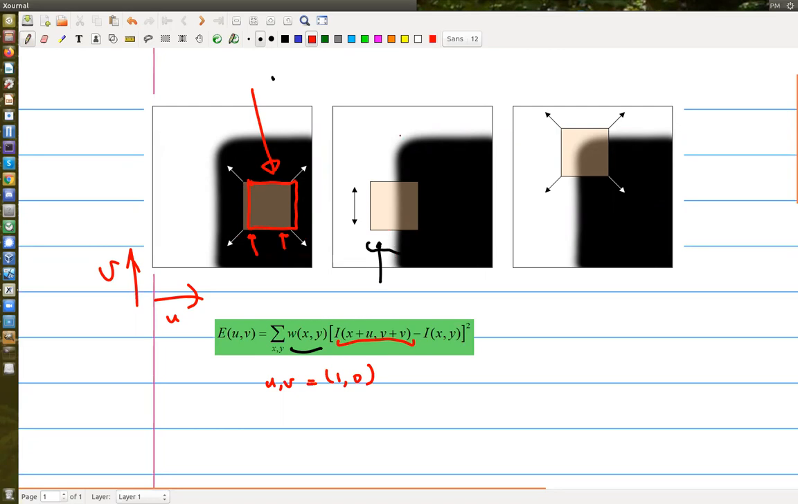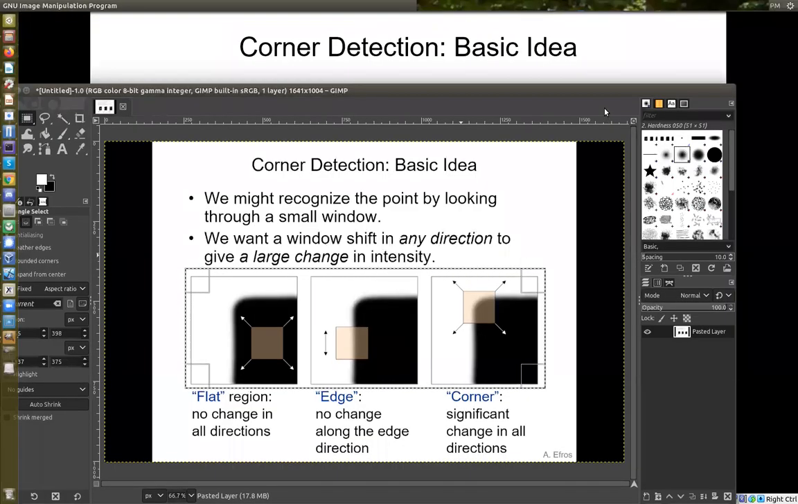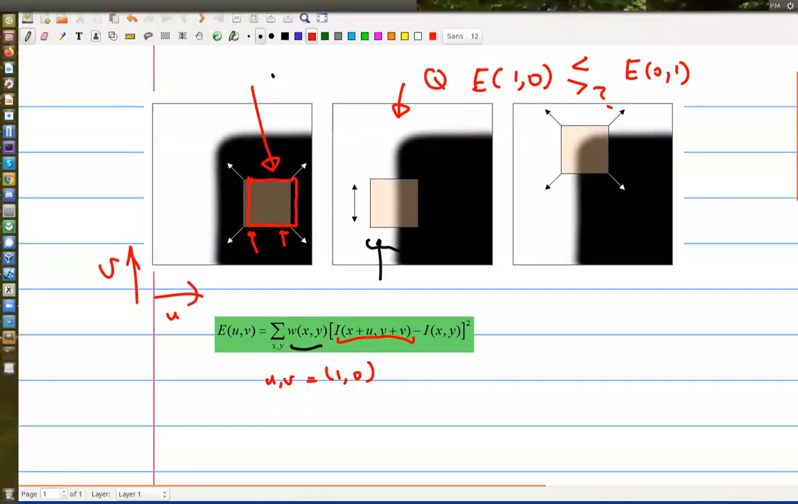Now for this one, let me make sure you guys are following what I'm talking about. E10, maybe I make it this way, E01. So which one is bigger? Oh, I need to pull back the chat window.